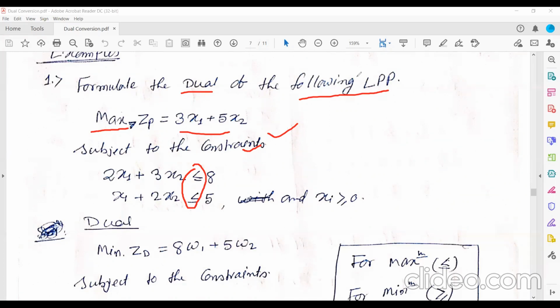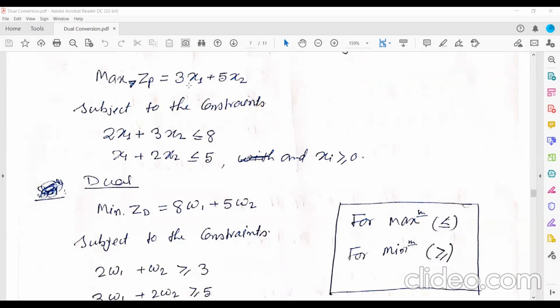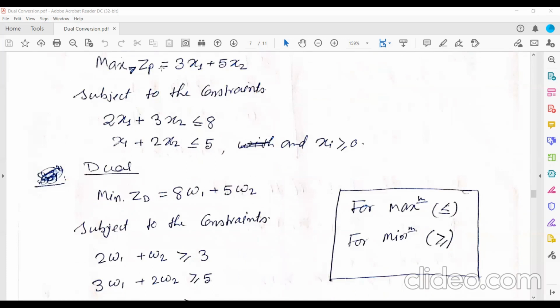Now its dual will be what? How will you take the dual? So whenever you construct its dual, the maximization will convert to minimization. Already I told you. So this max will convert to minimum.